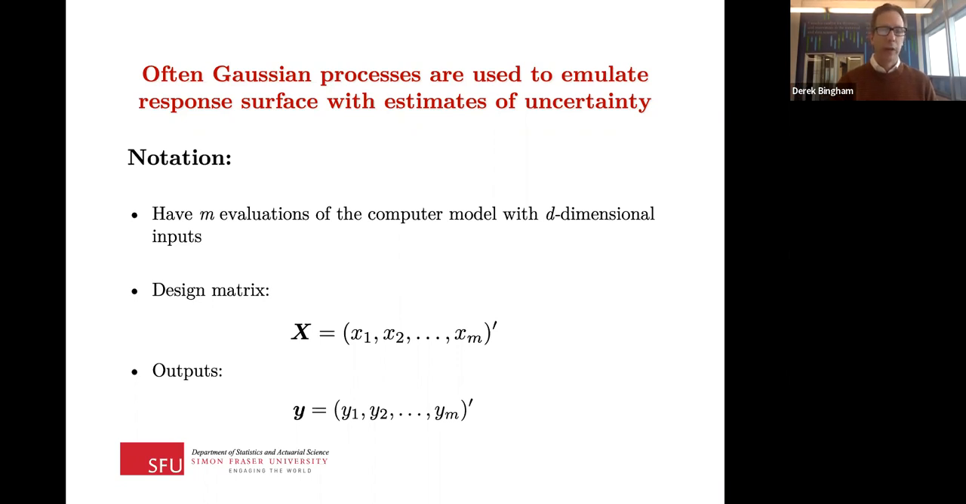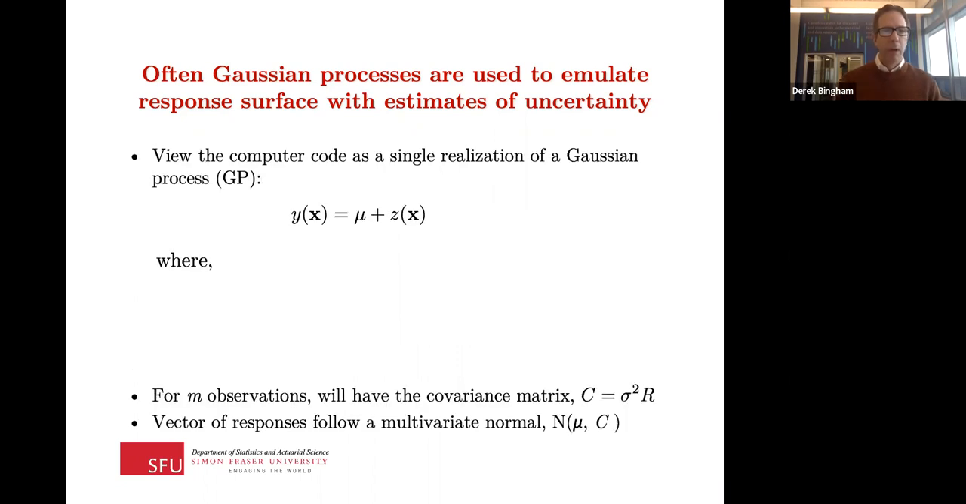For this talk, we're going to look at scalar outputs. In order to model or emulate the computational model, we view the response surface that's coming from the simulator as a single realization of a Gaussian process. So we can write it like this: I've got a constant mean plus a GP.